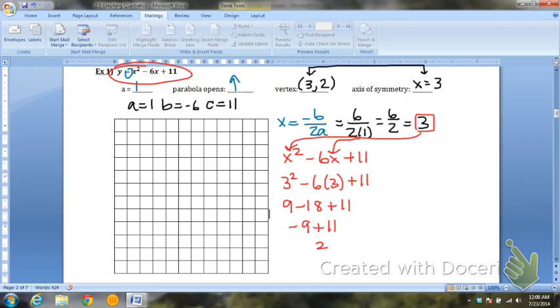If you were to just put 3, it's going to be counted wrong, because it is not just 3, it is x equals 3. Alright, so now we have enough that we can graph.